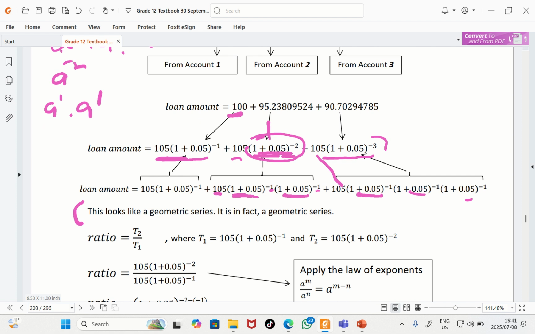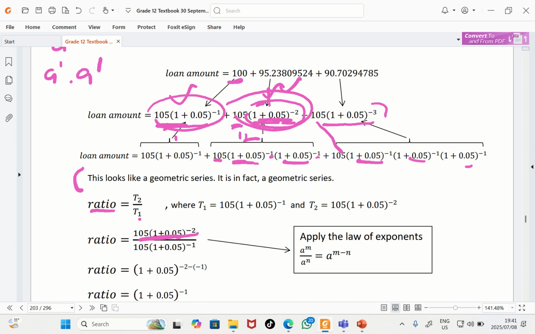Because when you calculate the ratio, take this as T1 and this is T2, and go T2 divided by T1. Here's my T2, divided by T1, here's my T1. And then obviously I've got the same base. I've got something like this. Let me write it nicely. Yes, I wrote it already.